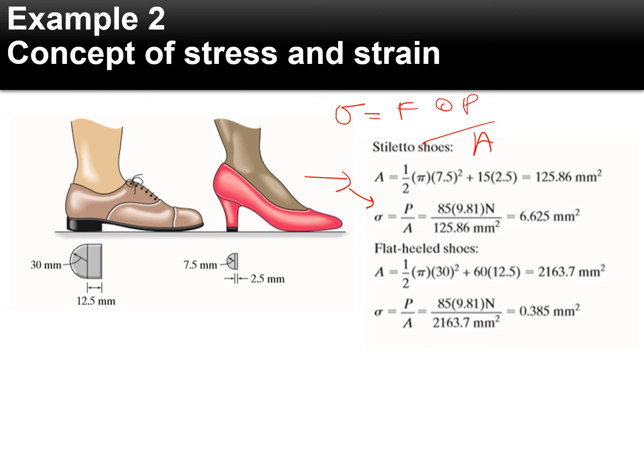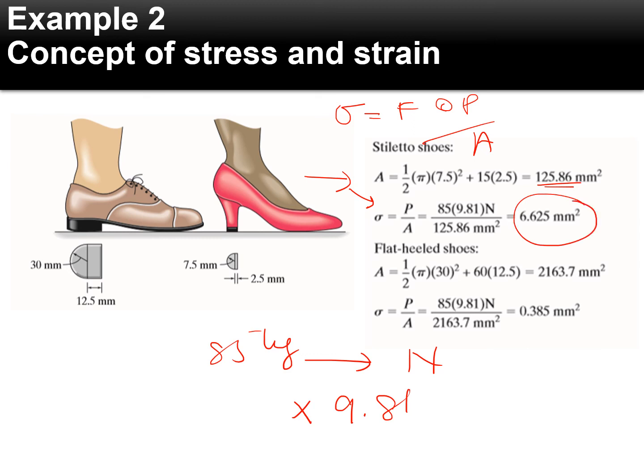We know that the weight of the person is 85 kg. In order to convert to Newton, you need to multiply by gravity, 9.81. So you multiply by 9.81 and divide by 125.86, the area that you already calculated. Then you will obtain your stress at the moment, which is 6.62 MPa.